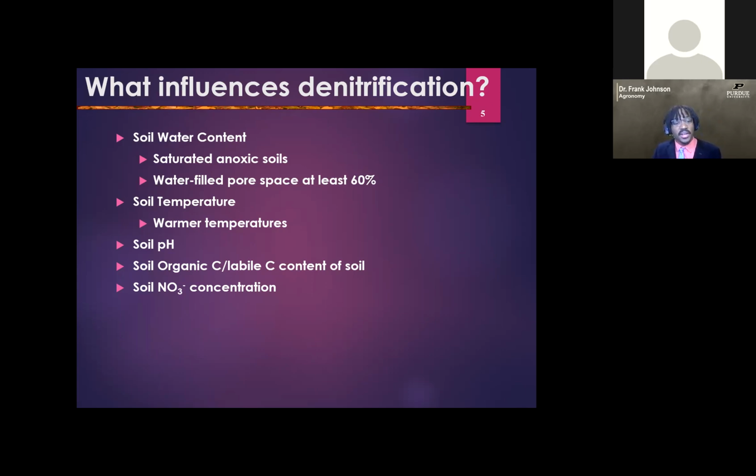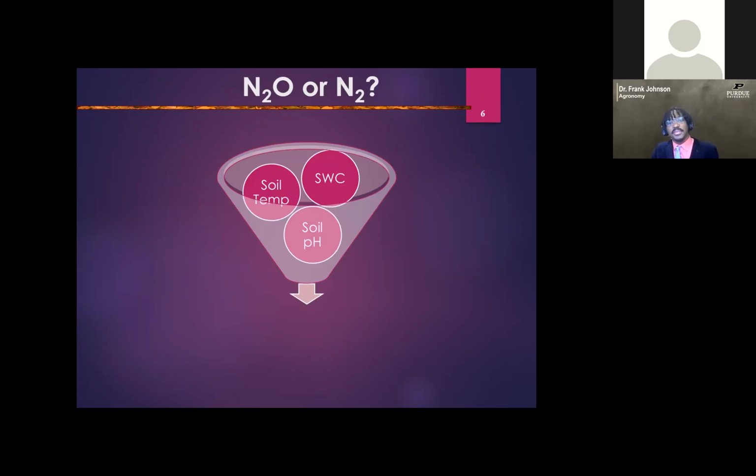Nitrate is the starting substrate of the denitrification process. So the higher the concentration of soil nitrate, the more opportunities there are for it to be transformed by denitrification. As I mentioned in the previous slides, there are intermediate gases that are produced along the denitrification pathway, or it can go all the way to the end, ultimately ending up as dinitrogen.